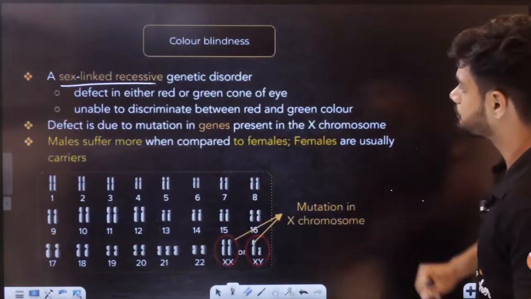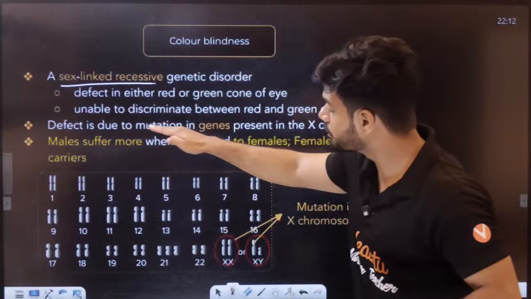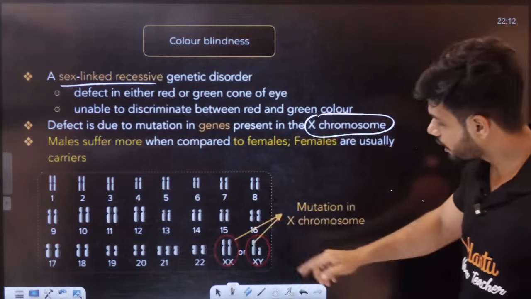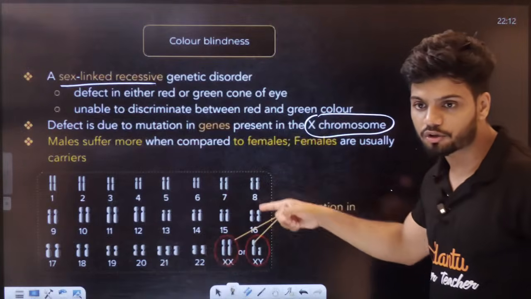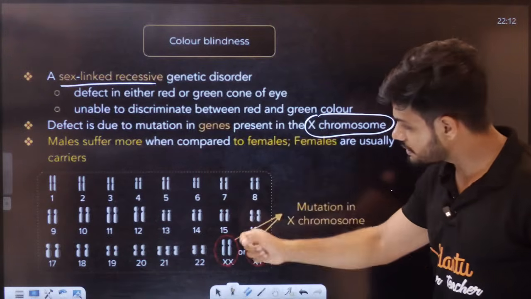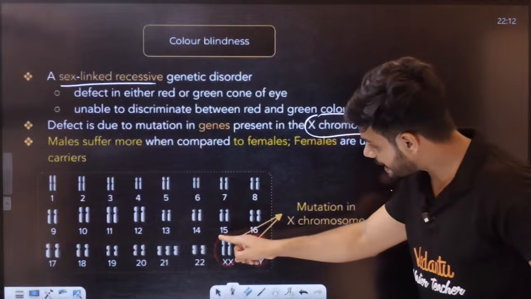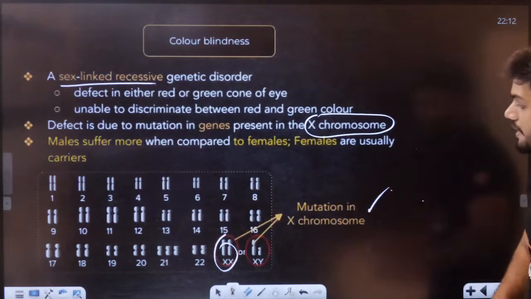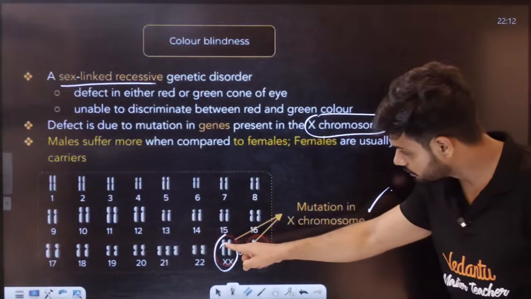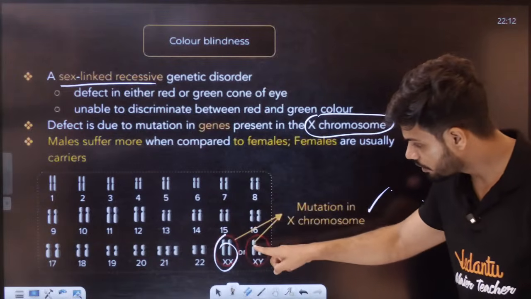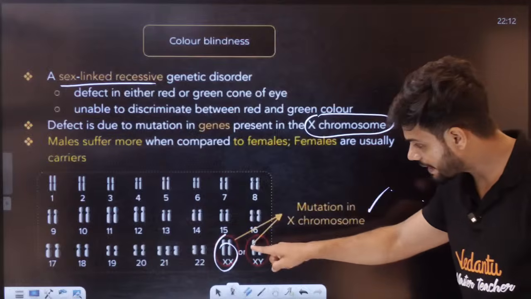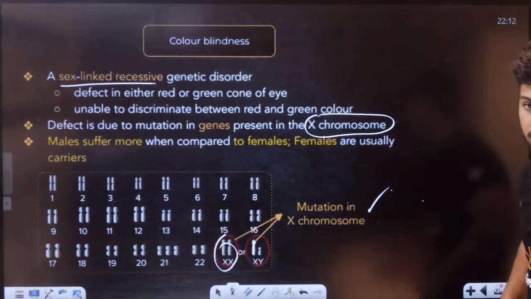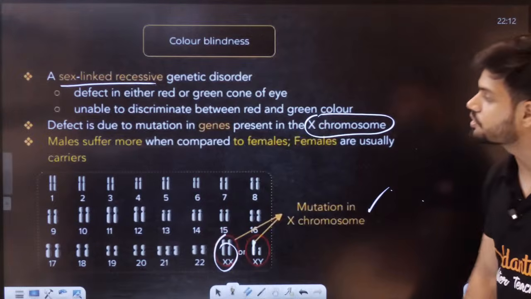Right. Now, it is a defect due to a mutation in a gene present on the X chromosome. If you look at the karyotype, in this X chromosome you can see there is a defect here. Mutation on the X chromosome. Either both can be affected, or in the case of male, this X can be affected. So this entire X gene can be affected here.